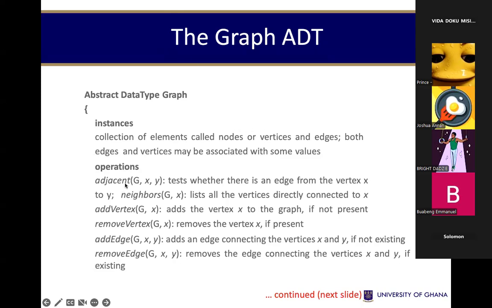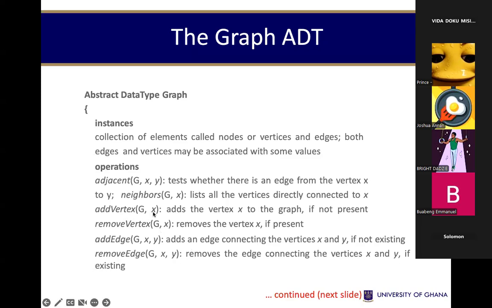Now we come here. Test whether there is an edge from the vertex X to Y. What we are saying is I want to be able to see whether there's a direct edge between X and Y, and this is the graph chain. Then neighbors will list all the vertices directly connected to X. So in the case that I just gave, I have 1, 2, 3, 4. Then I'm trying to find the neighbors of 3. The neighbors of 3 are 4 and 2. That's it.